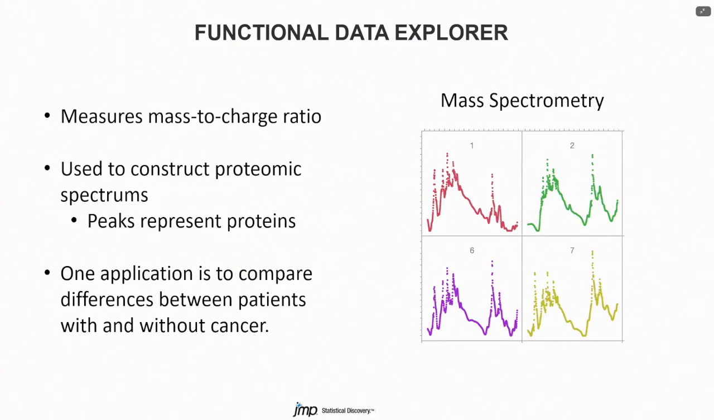So first, we have mass spectrometry, where we're looking at how the mass to charge ratio changes over time, or whatever the horizontal axis is there. And the peaks in these data are meaningful. Whenever we see a peak in our data, maybe around here or here, this represents a protein, and that's meaningful to the scientist working with these data. Like the slide says, one of the ways we can use these spectrograms is to compare patients with cancer and without cancer.